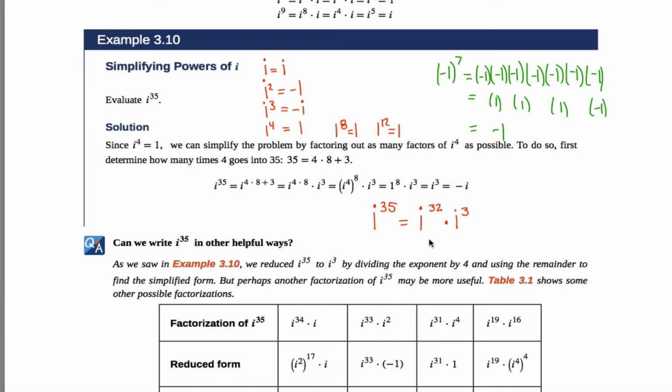And the reason it helps to think about it like this is i to the 32nd power, just like i to the 12th power, i to the 8th power, i to the 4th power, etc., is just equal to 1. And as I wrote up here, i to the 3rd power is equal to the negative of i. And when I multiply 1 times anything, it doesn't change the value of that anything. What I get for my final answer is just negative i.